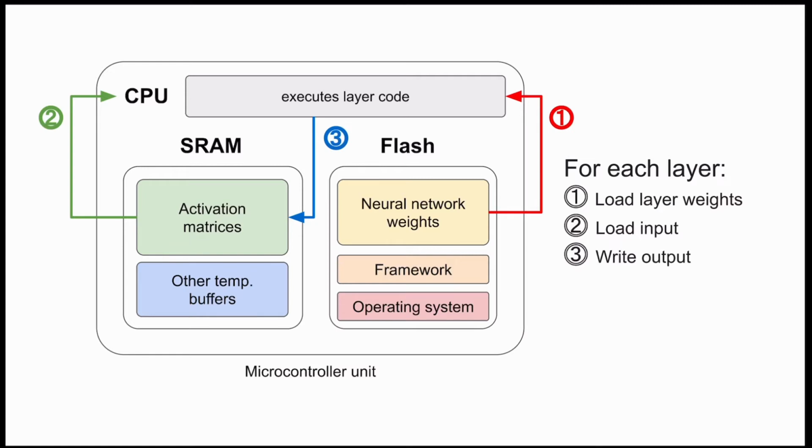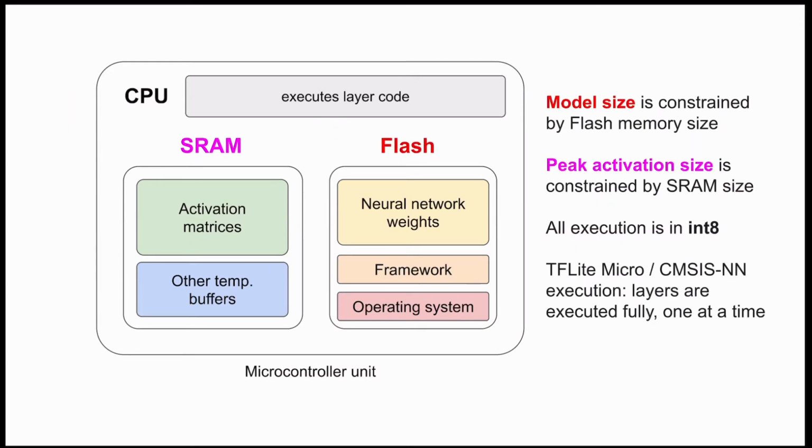Now, from here we can see how this execution pipeline allows us to more clearly identify how resource constraints may affect the architecture of a neural network. The flash memory of an MCU stores executable code and all read-only constant data. This is shared by the operating system, a deep learning runtime, and neural network weights themselves. And therefore, this makes model size constrained by the amount of available flash memory.